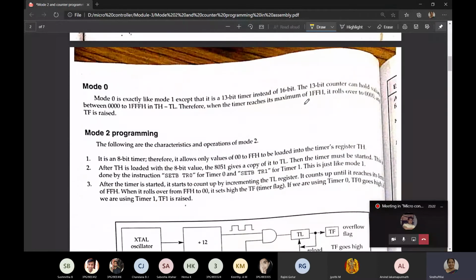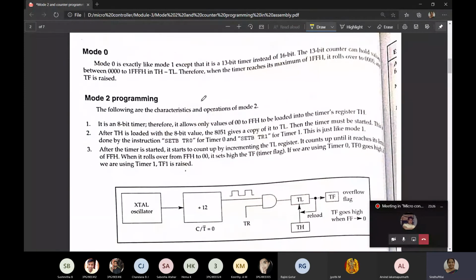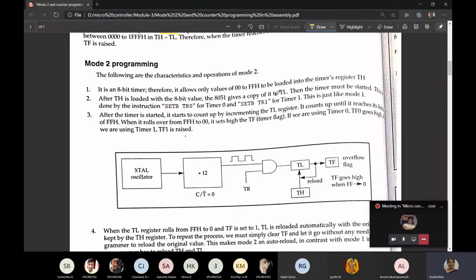Next we will go for mode 2 programming. Mode 0 is not in your syllabus, they have just given 2 sentences there. Mode 0 is exactly like mode 1 except that it is a 13-bit timer instead of 16-bit. Our mode 1 is 16-bit and mode 0 is a 13-bit timer. So we'll go for mode 2 programming.